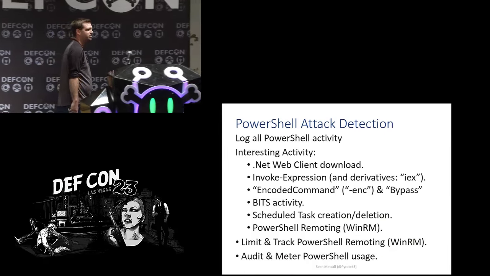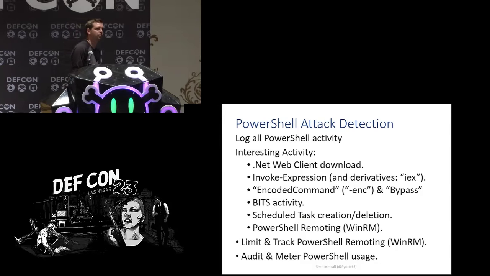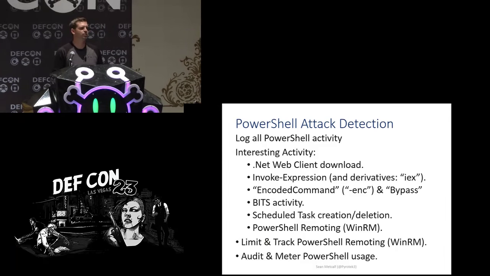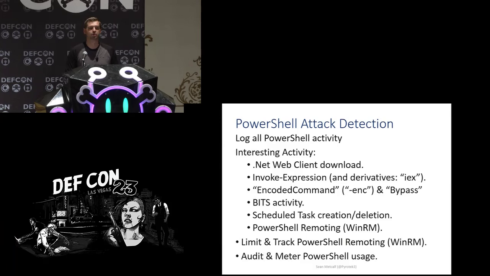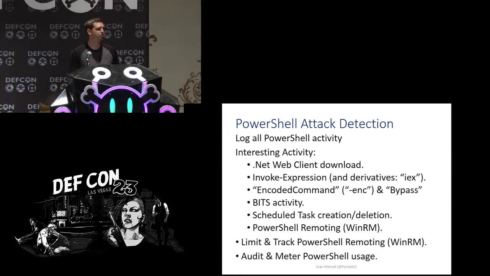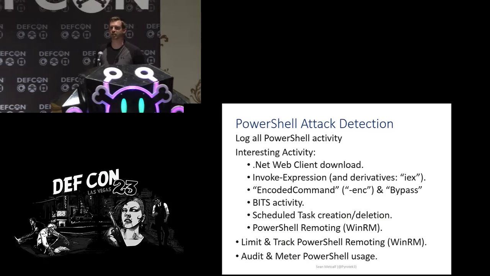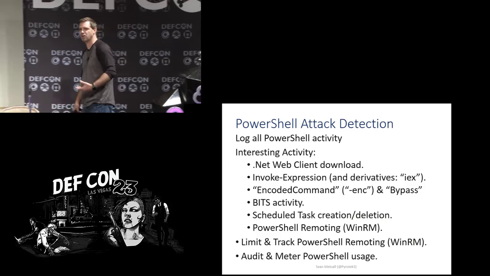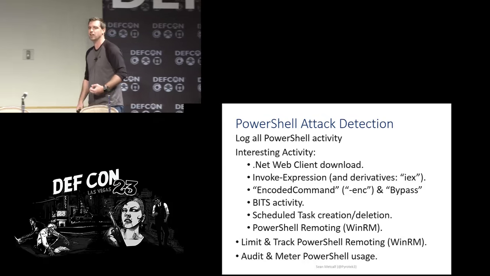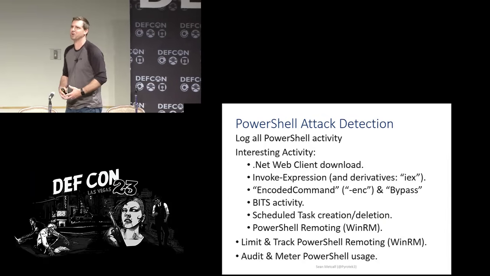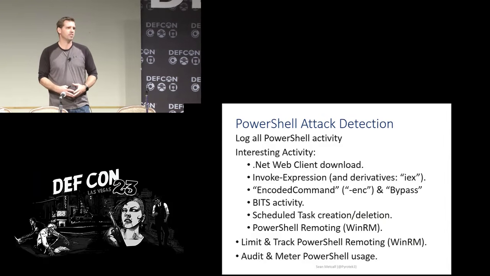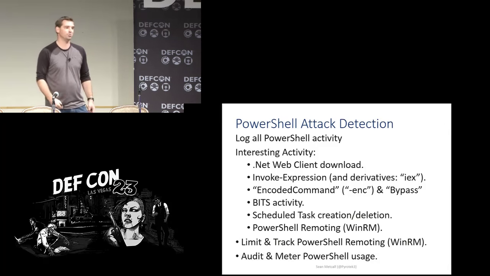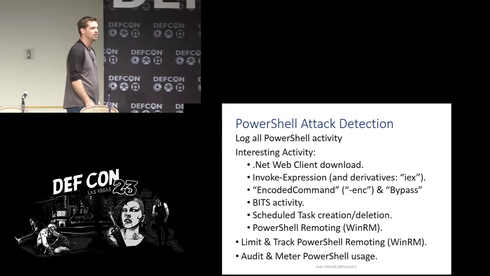But let's talk about how we can defend against these attacks. It starts with PowerShell attack detection. It starts with logging your PowerShell activity. How do you do this? You've got to get PowerShell version 3 out on all your computers and enable PowerShell module logging via group policy. Once you do this, you'll start getting events in the PowerShell operational log of what commands are actually being run in your environment. And from this information, which you can feed into your SIEM tool, you can look for some really interesting activity.